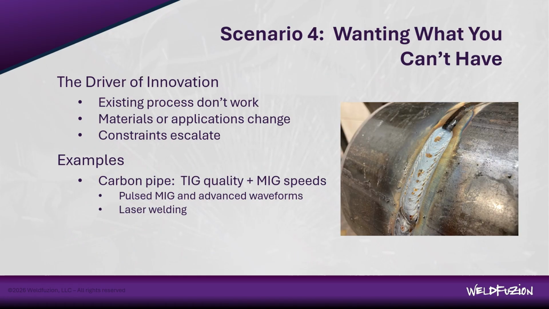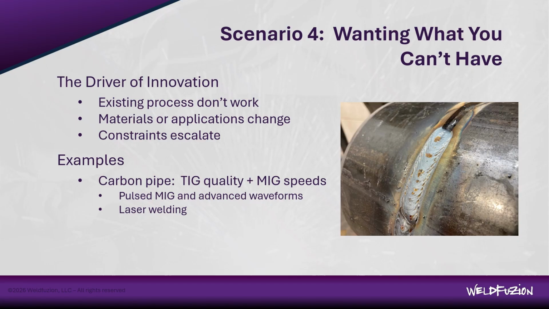All right. In scenario 4 here, let's consider the problem that drives innovation. Wanting what you can't have, right? When existing processes aren't working, materials or applications are changing, and the constraints escalate. Processes either need to be adapted or we need to develop new ones to accommodate. A simple example could be made of carbon steel pipe. Traditionally, the first pass or the root pass would be made with TIG for high quality foundation.